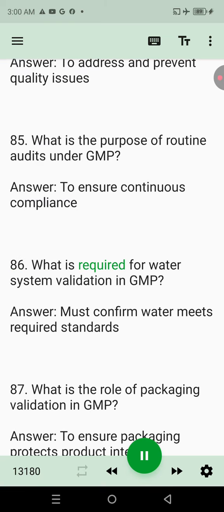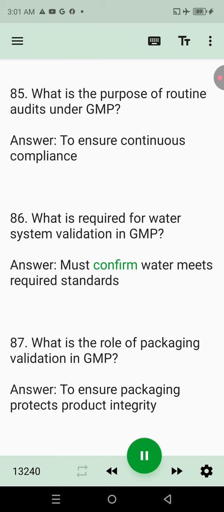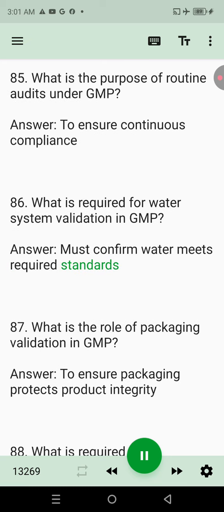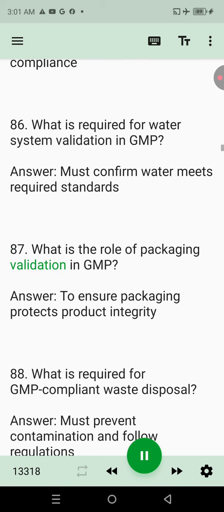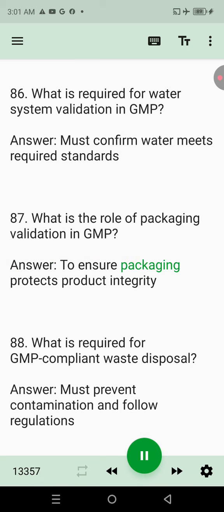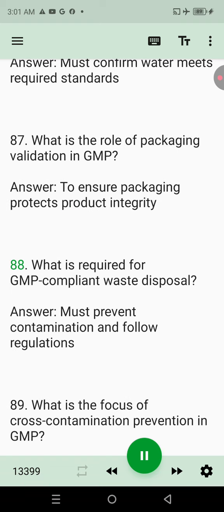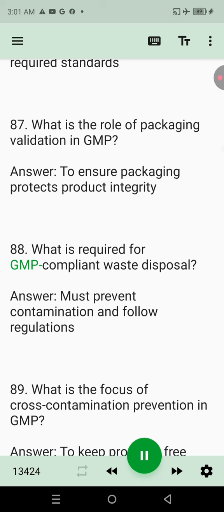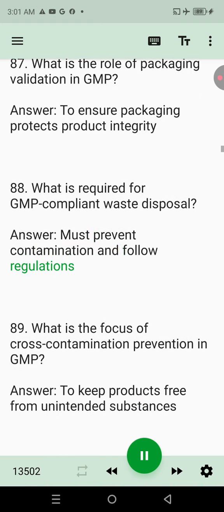86. What is required for water system validation in GMP? Answer: Must confirm water meets required standards. 87. What is the role of packaging validation in GMP? Answer: To ensure packaging protects product integrity. 88. What is required for GMP-compliant waste disposal? Answer: Must prevent contamination and follow regulations.